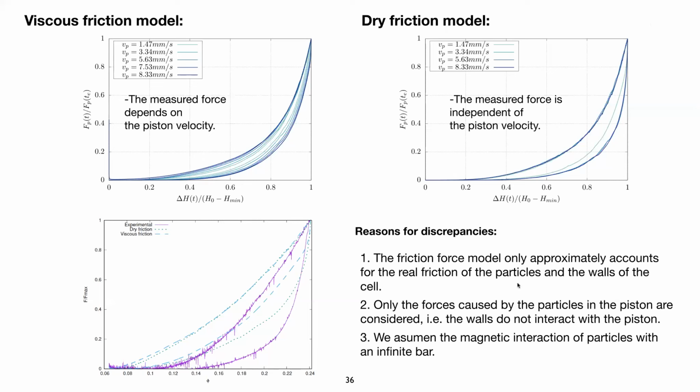Because, for instance, we are not taking into account the force between the particles and the pistons, and that the walls also interact with the piston. The walls are also repulsive, and we are not considering the interaction between walls and the piston. And we are also assuming magnetic interaction of particles with an infinite bar, while the bar is finite in the experiment, obviously. So there are some discrepancies, and we are trying to work on this to improve the numerical simulations to be closer to the experimental results. Well, this is what I wanted to show.